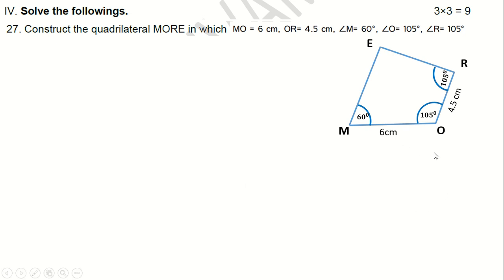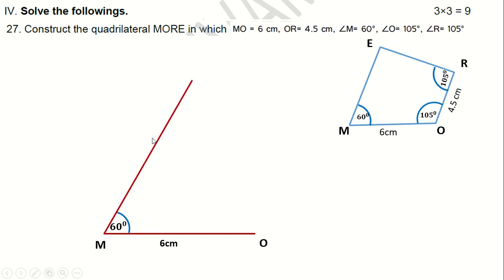First we have to construct this MO of 6 centimeter. So this is MO of 6 centimeter. Now we have to construct a 60 degree angle. You take a semicircle and cut that, which gives you 60 degrees. Now by taking a line, you have to draw this 60 degree.